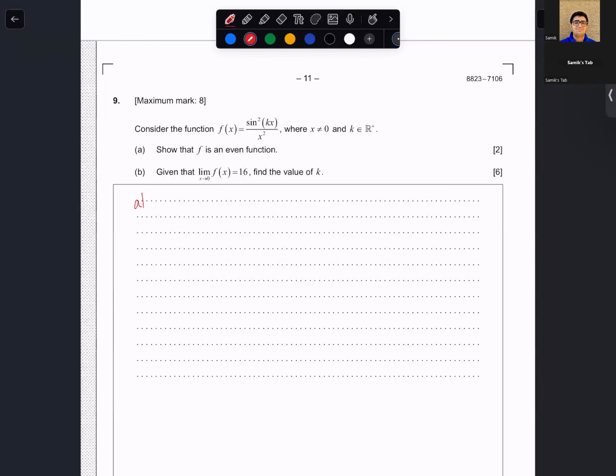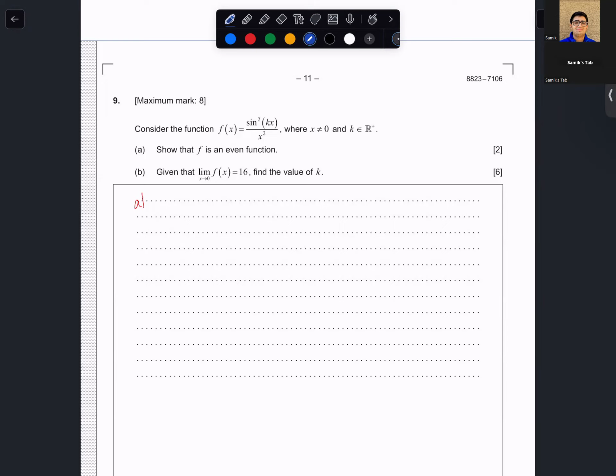Okay, hi guys, welcome back to the November 2023 AAHL paper 1, and this is question number 9. So, first part is part A, and it says show that f is an even function. All this means is that there are two outcomes that you can get: the even function and the odd function.